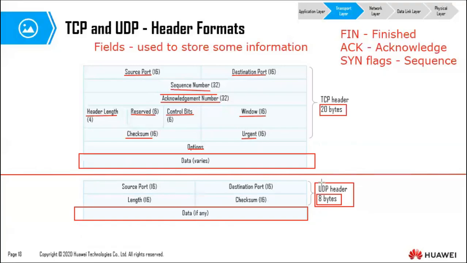Because UDP doesn't have so many processes, it only has these four fields: source and destination ports, then the length, and the checksum. We already know what these fields do, as we've already described them with TCP. So is that okay? Anyone with a question or comment?